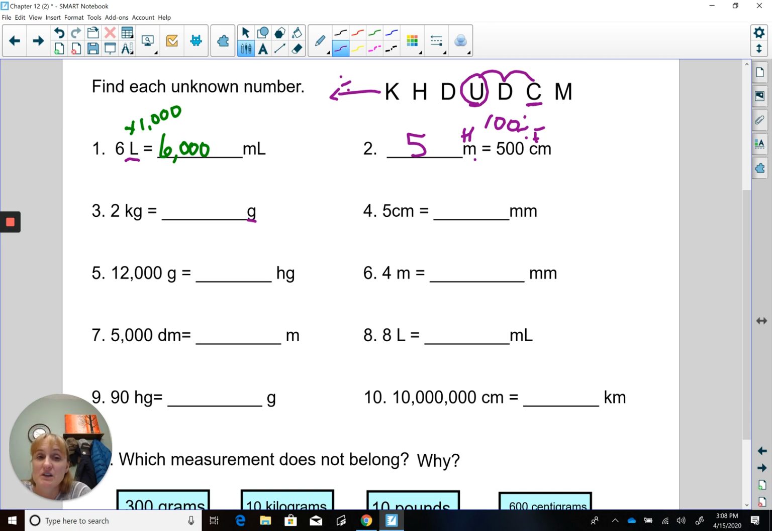Do you see how we had to talk to ourselves, ask ourselves, where are we on our King Henry? Where are we going? How many jumps do we make? Are we going to the right where we would multiply? Are we going to the left where we would divide? And then figure that out by either multiplying or dividing. I would like you to pause the screen, do numbers 3 through 10 all on your own right now. Okay, do not wait for me. Do them all on your own right now. This is how you can see if you understand this. So everybody hit pause.